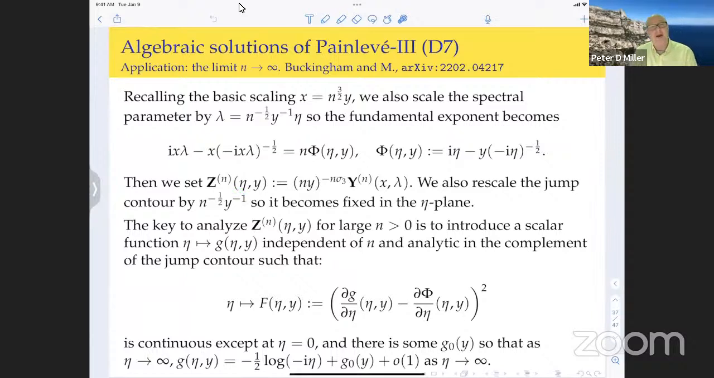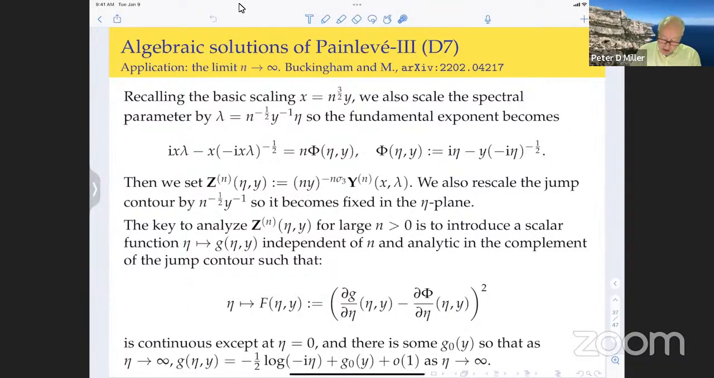So Z_n is the thing that I want to look at when n is large. And when we analyze this Z_n, what's useful to do is to introduce a g function. This is a typical tool in the Deift-Zhou method. So it's a scalar function that maps eta, this is the new spectral variable, to g of eta y. It's independent of n, and it's analytic in the complement of the jump contour.